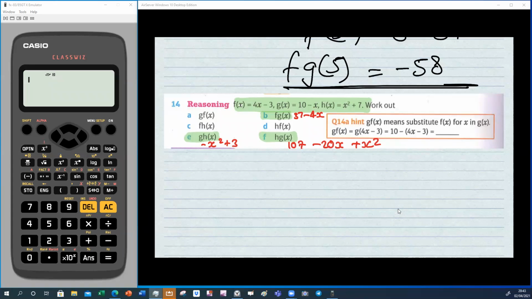Okay, right, let's have Aisha. Aisha, you join me on one of the questions. Join me on question B. Right, so Aisha, we have question B here. So we have fg of x. Okay, so what does fg of x mean? When you see that question, what are they asking you to do?